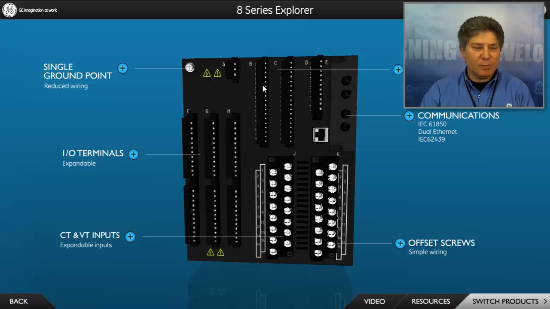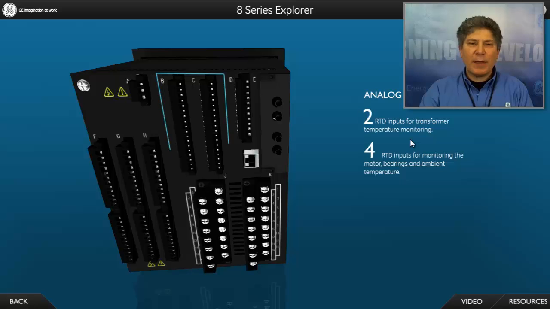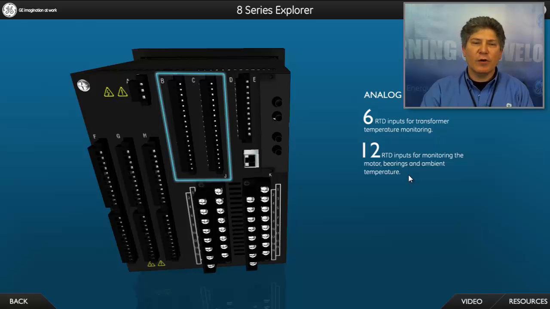The terminals here, B and C, are designed for our analog inputs and outputs. The analog inputs and outputs we're referring to are our 4 to 20 milliamp or RTDs. So depending on what the application is, whether we're dealing with transformers or motors, we can accommodate 6 RTDs for the transformers, 12 RTDs for the motor, consisting of stator, bearings, and ambient temperature.